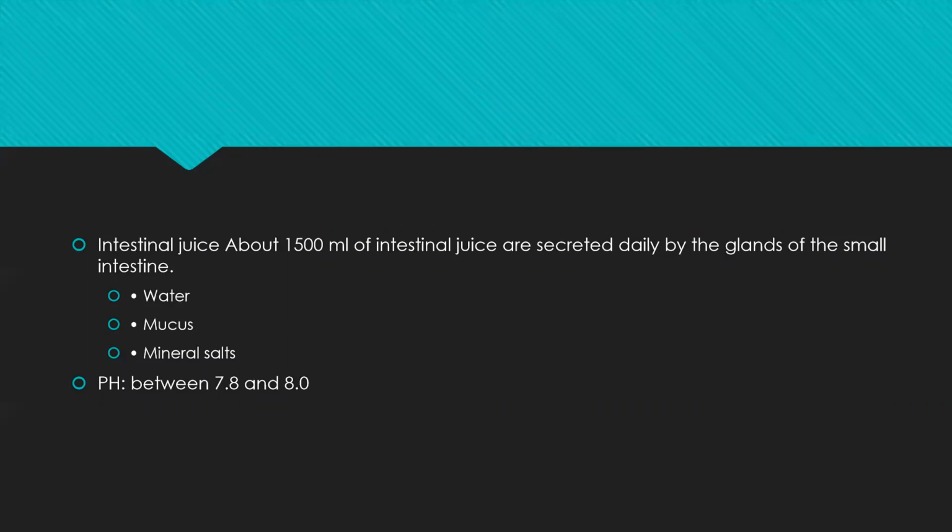And if you see the pH, it will be between 7.8 and 8. It's an alkaline pH. Among this digestive tract, only the stomach has the acidic pH, but all the remaining parts of the alimentary canal are alkaline in pH. Here, the pH of the small intestine is between 7 and 8.